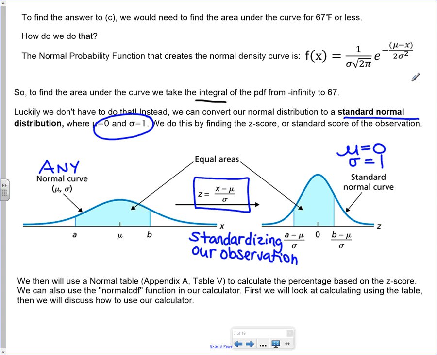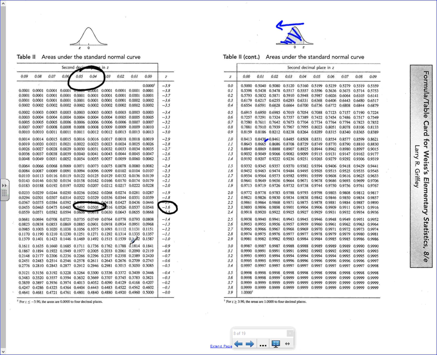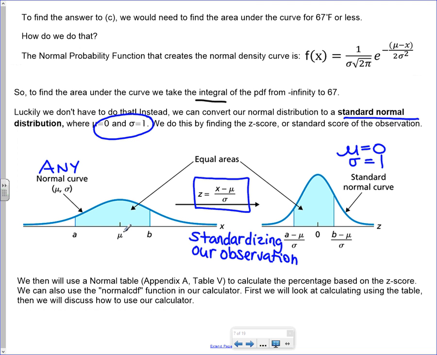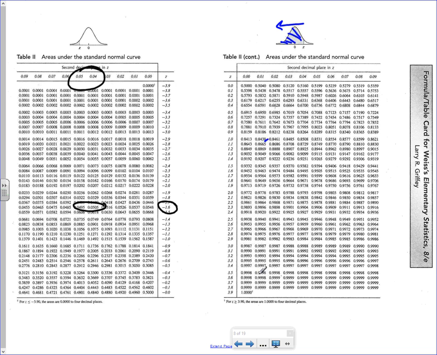But that is a very difficult process, especially if you haven't had calculus, because then I'd have to go into a whole calculus lesson. So thankfully we don't have to do that. Somebody has already done that for us. They've already done that integral for all these possibilities. The only thing we have to do, to be able to use this chart, is convert our observation to a z-score. So that's what we're going to do for these problems.